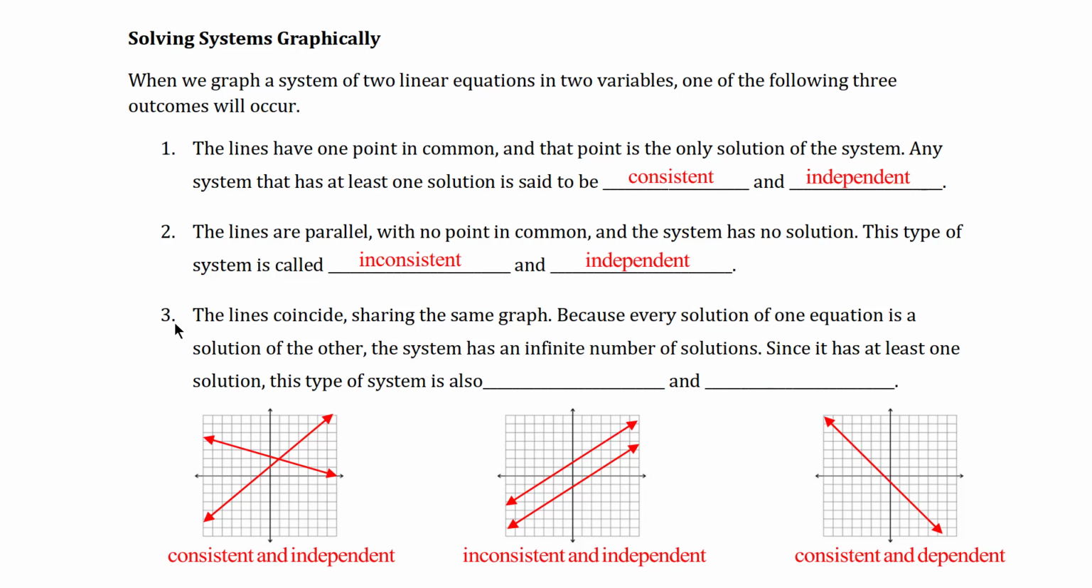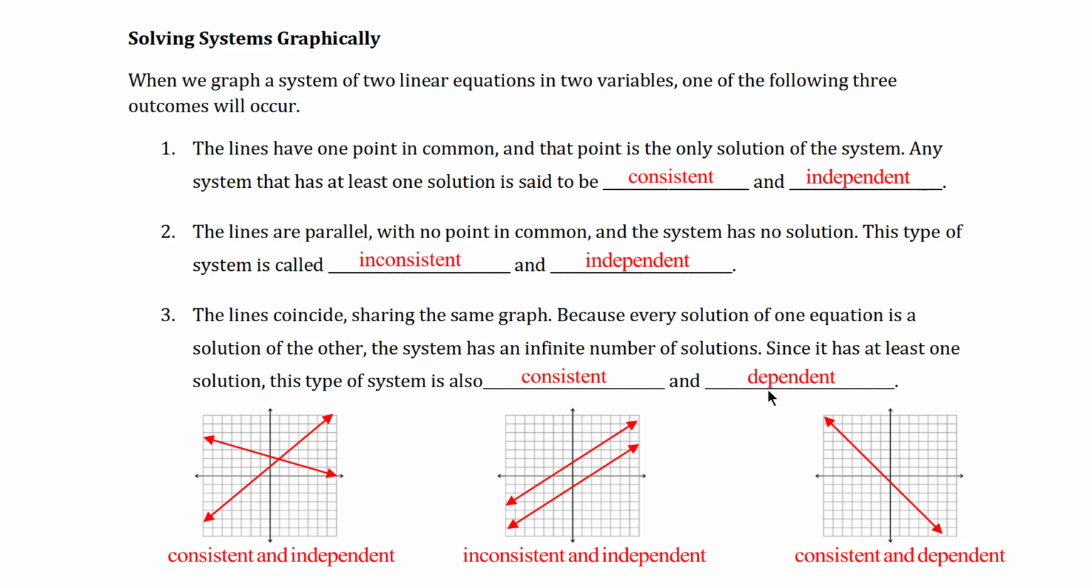Moving on to number 3, the lines coincide sharing the same graph. Because every solution of one equation is a solution of the other, the system has an infinite number of solutions. Since it has at least one solution, this type of system is also consistent and dependent.